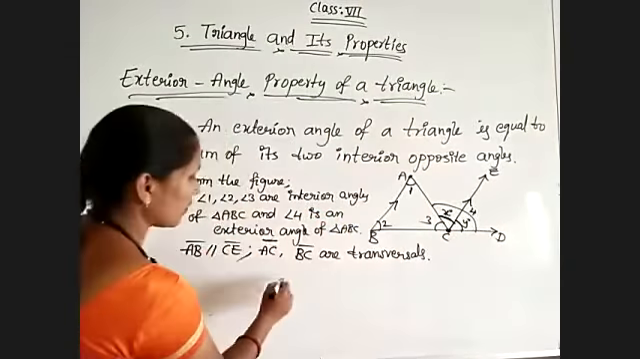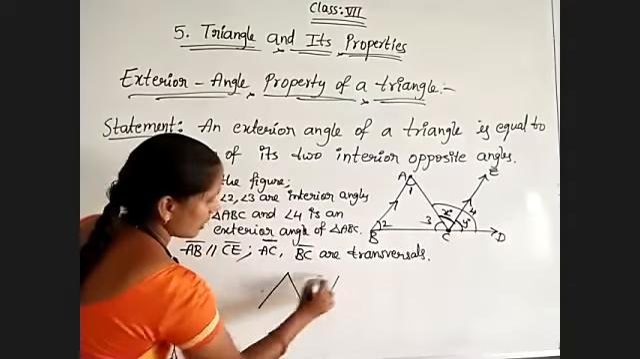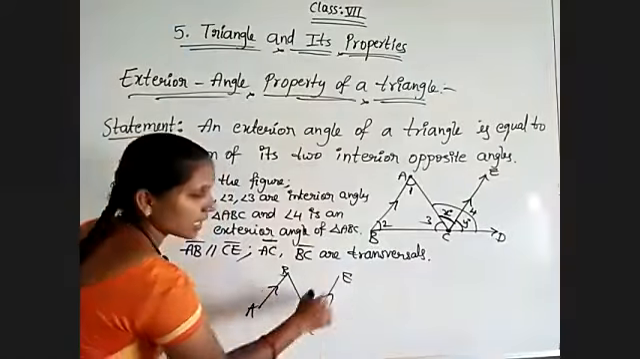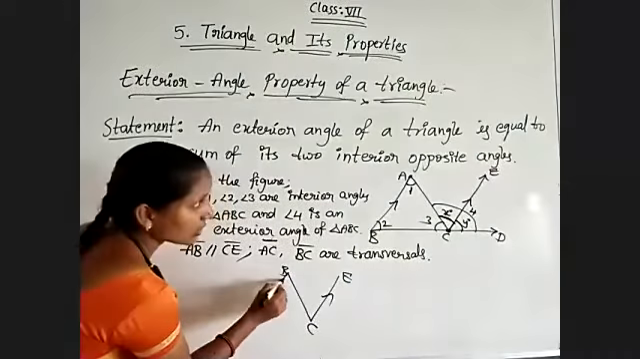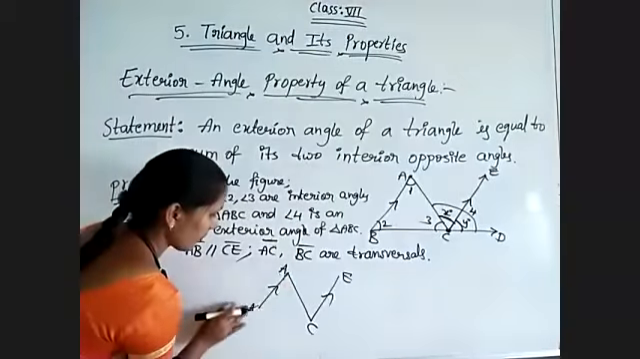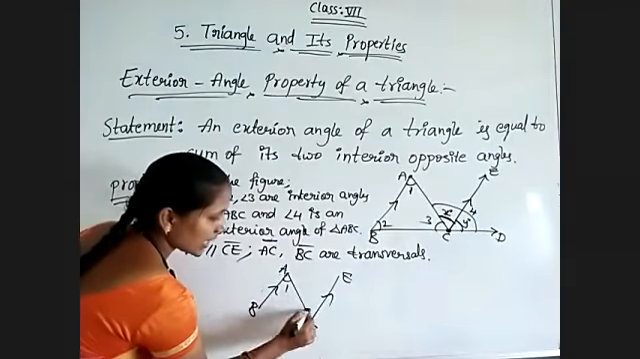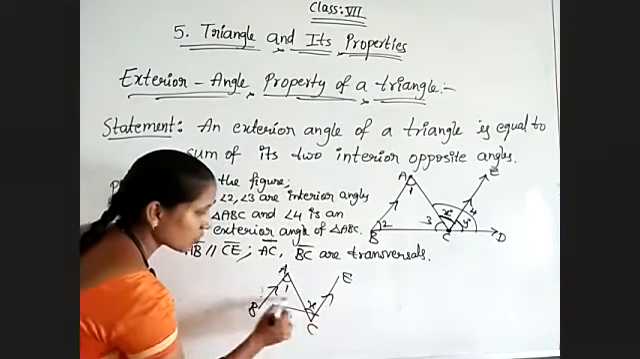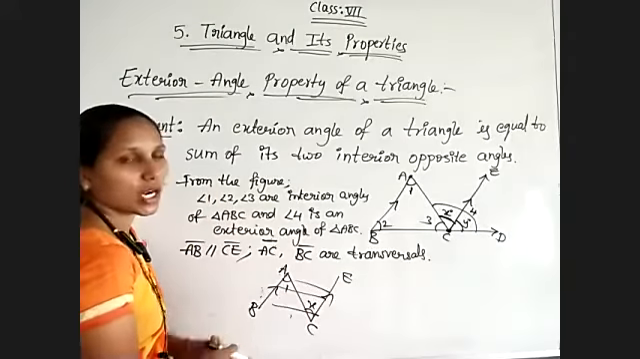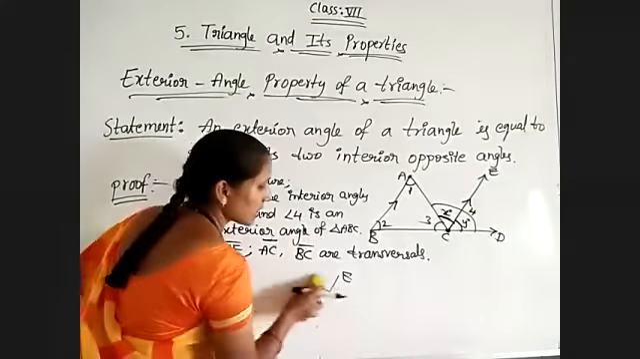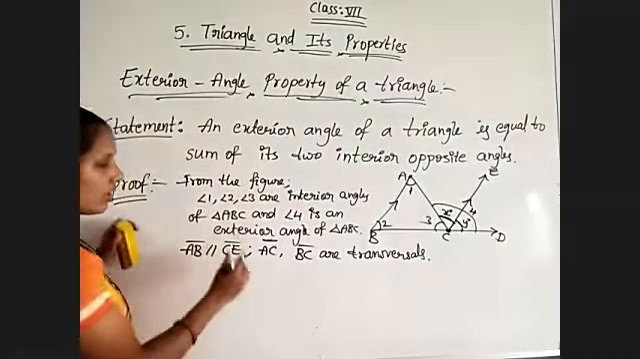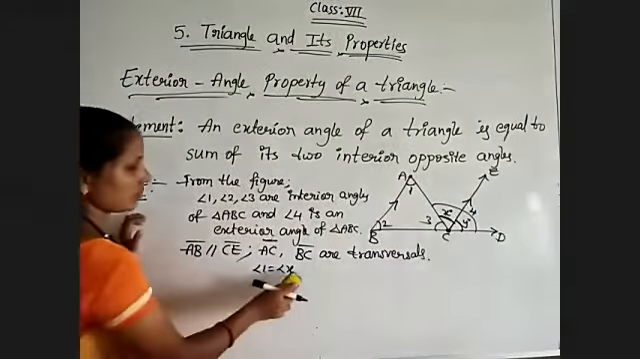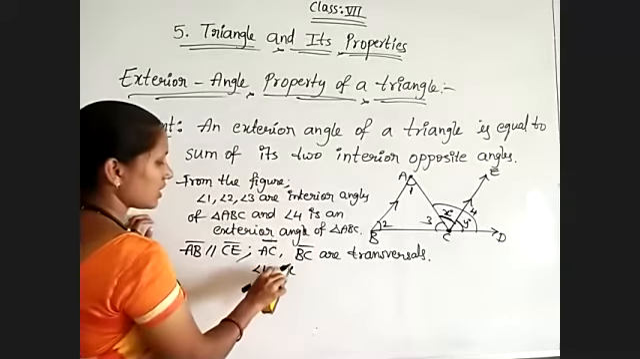AB and CE are parallel lines. Just observe. Here at A I have angle 1 and here I have x. Both are lying either side of the transversal, and both are interior of these two lines, inside only. So interior alternate angles are equal. Yes or no? Therefore, angle 1 is equal to angle x. Okay? Angle 1 is equal to x degrees.